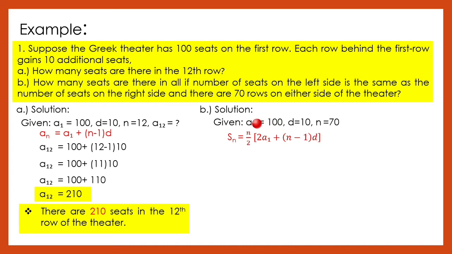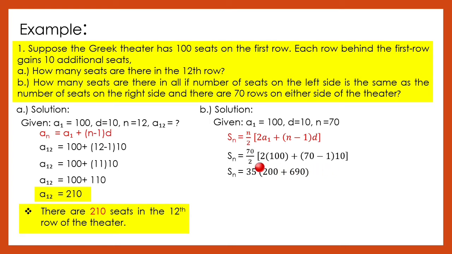So, lista muna natin yung given. Ang a sub 1 pa rin natin is 100. Ang common difference pa rin is 10. And then, yung number of rows natin is 70. So, we have n equals 70. Then, substitute natin sa formula. We have S sub n equals, our n is 70. So, we have 70 over 2 times, ang a sub 1 is 100, plus, ang n natin is 70 minus 1 times d, which is 10.